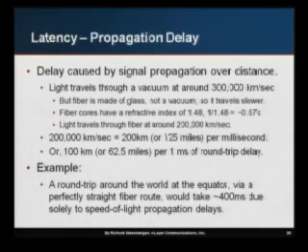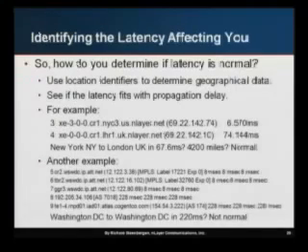And if you take into account round trip time, because that's what traceroute measures, for every 100 kilometers, or 62.5 miles, that a packet goes out and comes back, there is going to be 1 millisecond of propagation delay due to speed of light. So, for example, if you were to go around the world at the equator via a perfectly straight fiber route, it'd take 400 milliseconds. And what are you going to do?